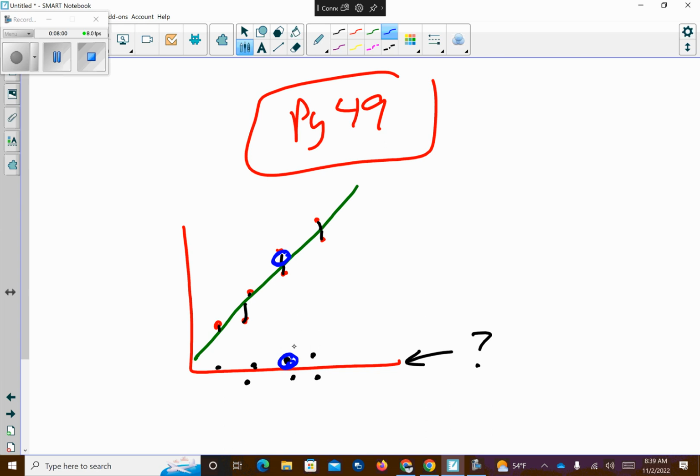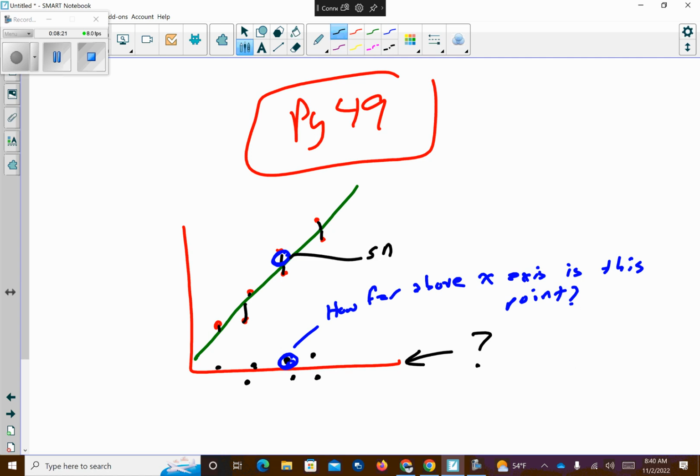Okay? So how far above the x-axis is this point? Okay? And it refers to any of them. That distance happens to be the same distance, but above the line of best fit. Line of best fit. Okay? So that's what the residual plot does.